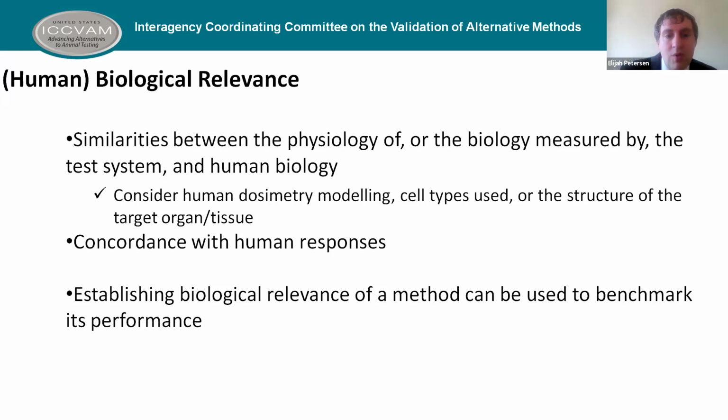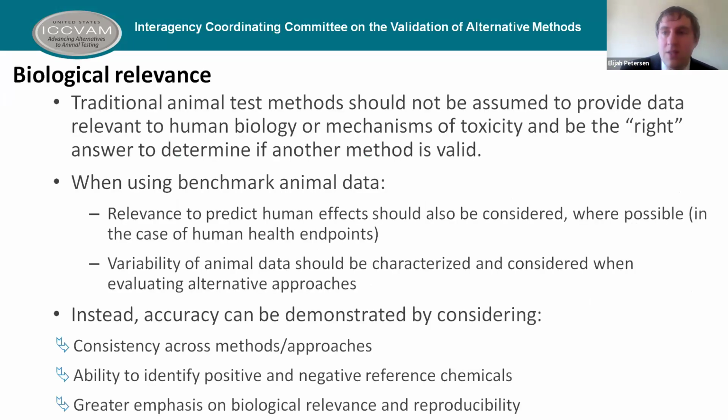And so, one of the ways that this can be done is to try to link up the biological relevance of another method that's believed to be biologically relevant with that of the new method being developed. Historically, this has often been done through comparing results from a NAM to an animal test. And we've specified in the report that we shouldn't just assume that the animal test is going to relate the best to human biology or the mechanism of toxicity.